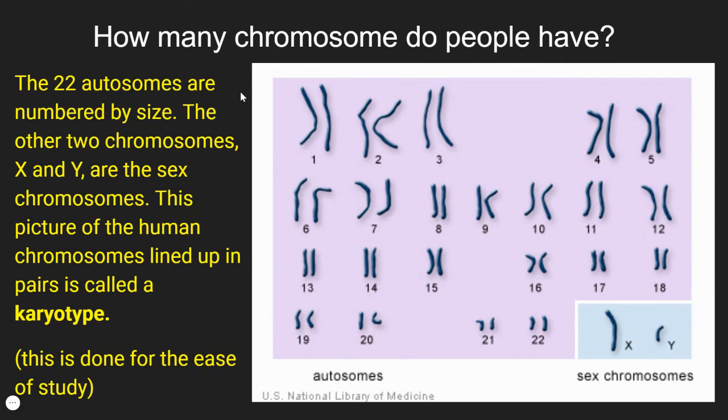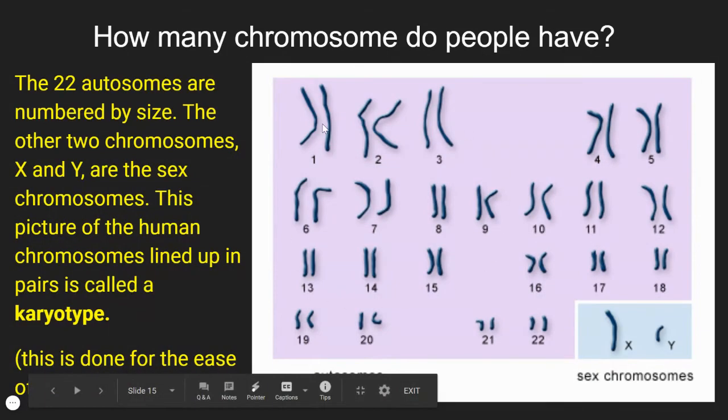So this picture is called a karyotype, where you line up all the chromosomes with their pairs. Each chromosome is in a pair because we inherit one set of chromosomes from the father and one from the mother when their gametes fuse to form the zygote. Okay, so that's why you have a pair of every chromosome, and that's why our somatic cells are diploid.